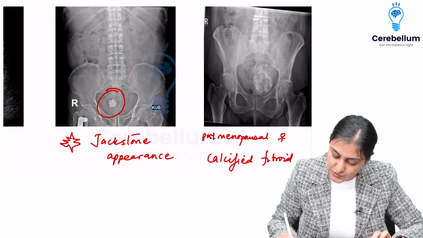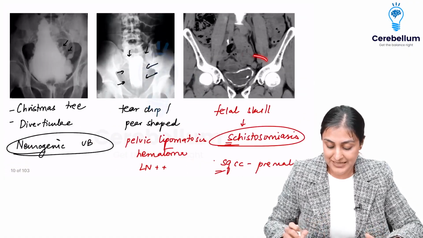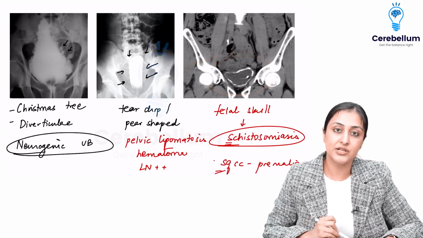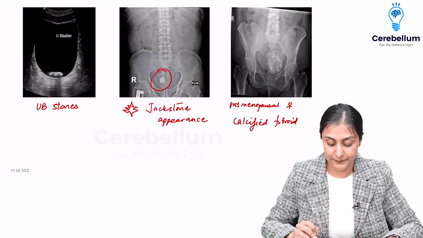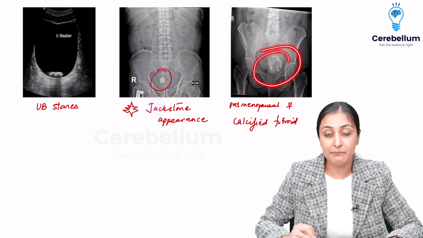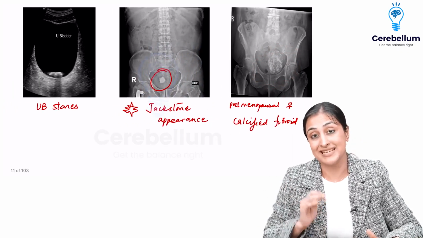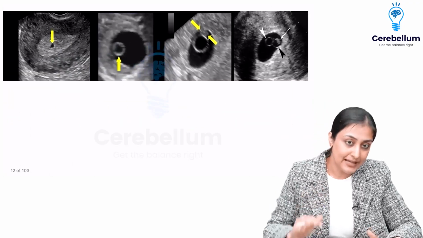So I wanted to discuss the three main DDs of a pelvic calcification. You may see peripheral wall calcification of the bladder, that's schistosoma. You see a completely calcified stone, that's a UB stone. Lamellated, stippled sort of appearance, that is a calcified fibroid. The history in each is going to be very, very important.